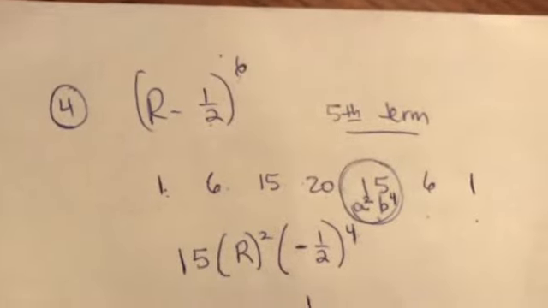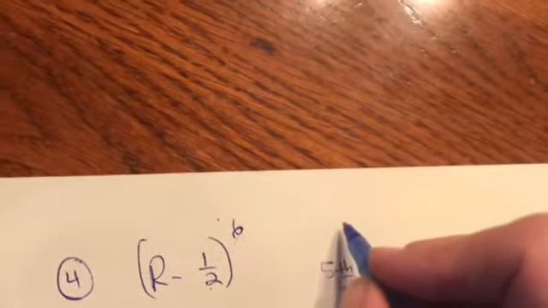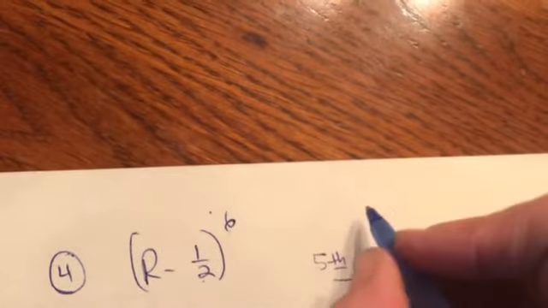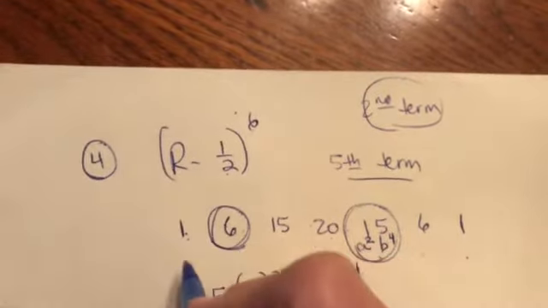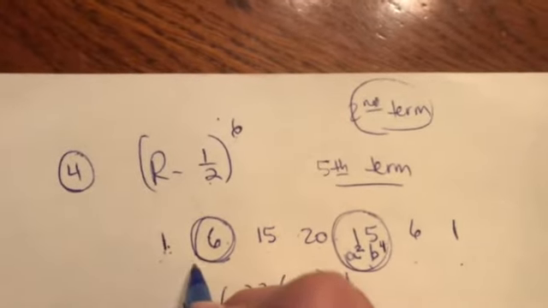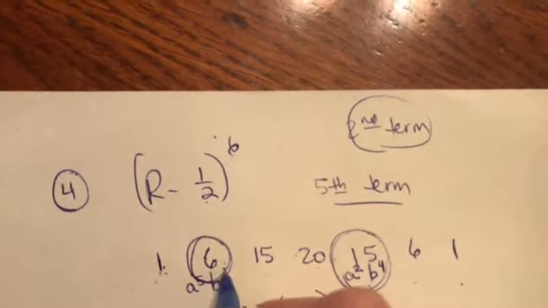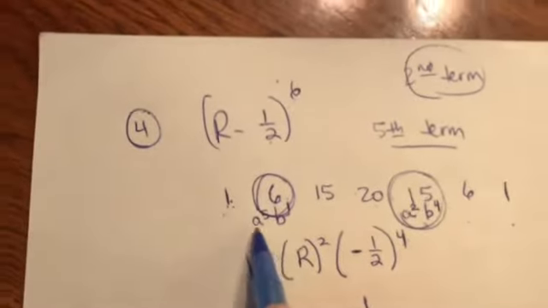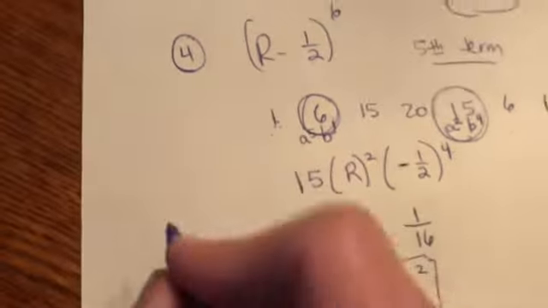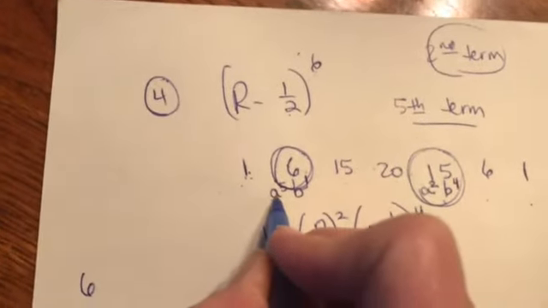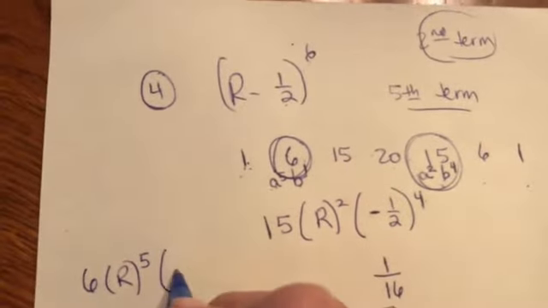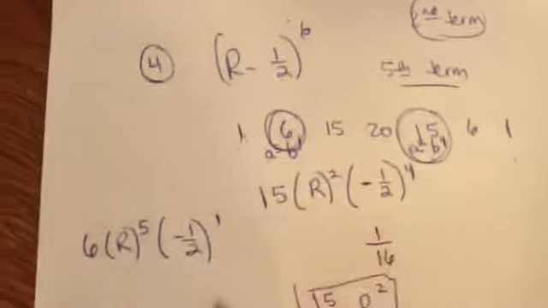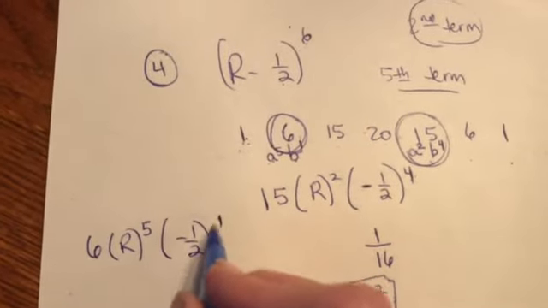Let me do one more. What if I wanted to do the second term? If I just wanted to do the second term, that would be this one right here. Okay, remember, if this is a to the 6th, this is going to be a to the 5th, and this is going to be b to the 1st. So I'm going to take 6, that's my coefficient. I'm going to take the first term, which is r, to the 5th power. Take my second term, which is negative 1/2, to the 1st power. So notice negative 1/2 to the 1st is still negative 1/2.